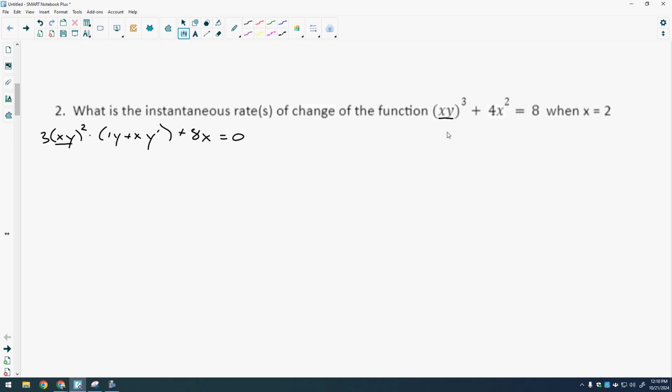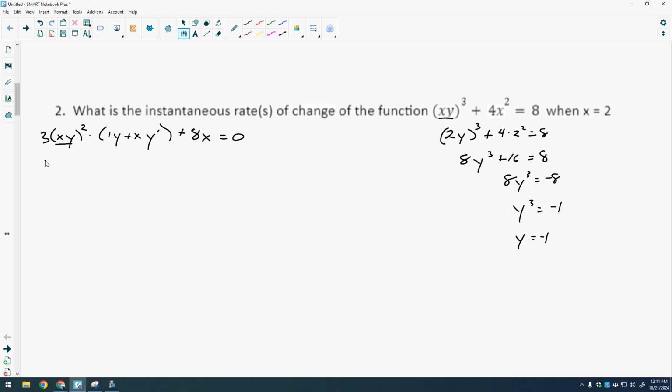So let's go back over here. When x is 2, this becomes 2y to the 3rd power plus 4 times 2 squared equals 8. This becomes 8y cubed plus 2 squared is 4 times 4 is 16. Subtract, and I get 8y cubed equals a negative 8. And I divide, and I cube root, and y is a negative 1.